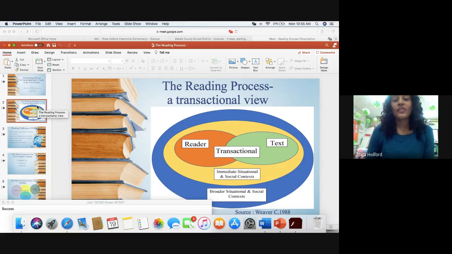So we're going to start off with the reading process as a transactional view. It encompasses the reader and the text that they're reading, and it's transactional. It also consists of immediate, situational, and social context, and a broader situational and social context. This transactional view was taken from the source The Reading Process by Connie Weaver.